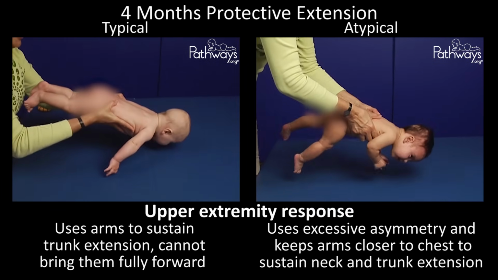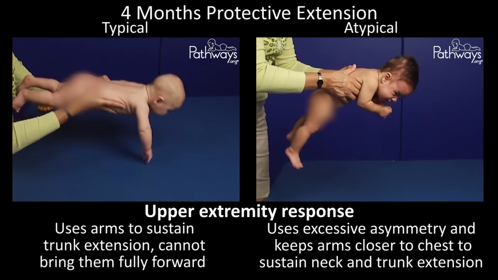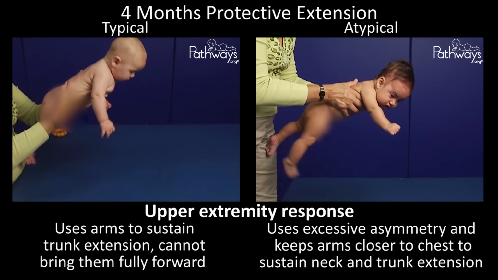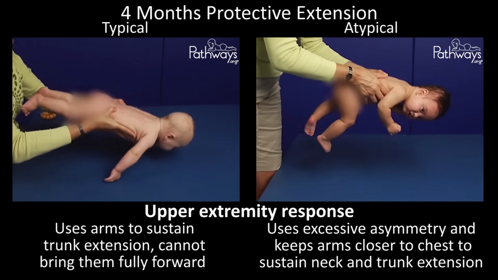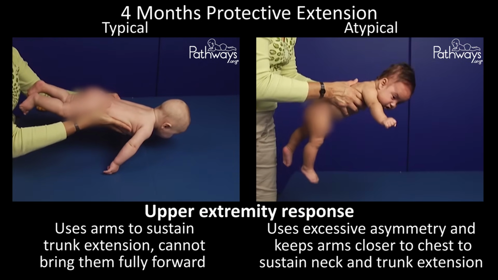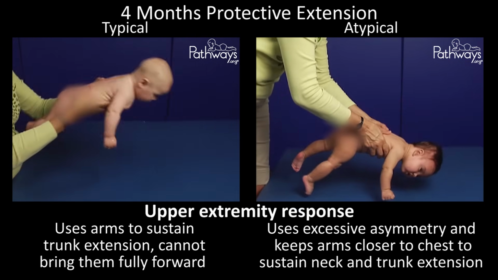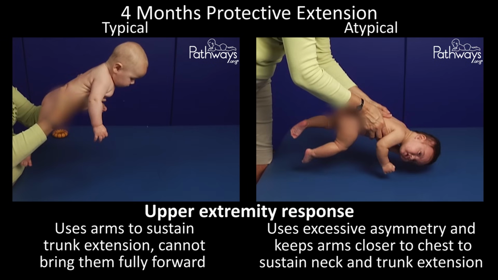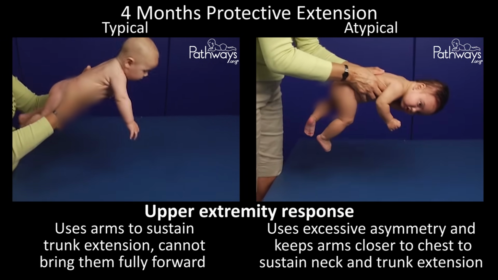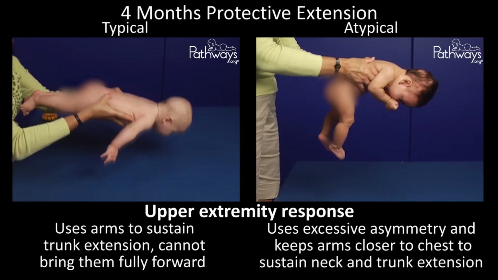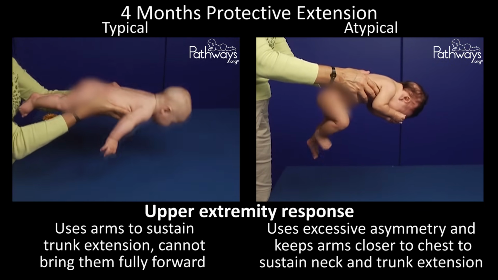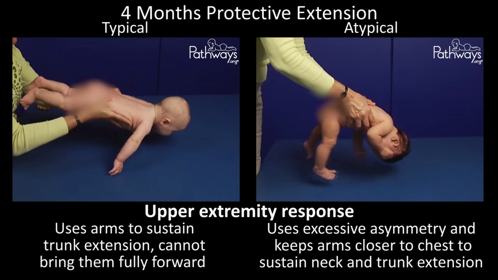Position 7. Protective extension. Upper extremity response. The typically developing baby is using his arms to help sustain trunk extension. He cannot yet bring them forward into a full protective response, which should be present by 6 months. Notice the atypically developing baby uses excessive asymmetry and keeps his arms closer to his chest to sustain neck and trunk extension.